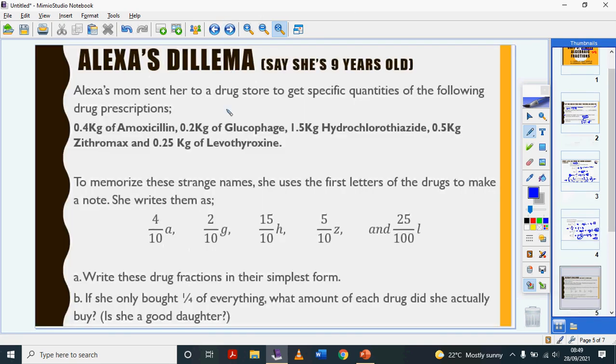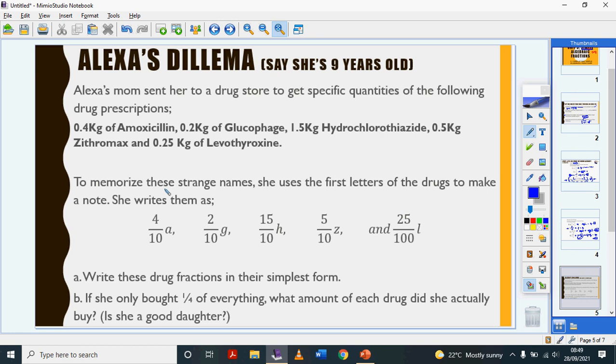Alright, so let's first look at Alexa's dilemma. I hope you guys all know Alexa. If anyone does not know Alexa, she's going to send you an email introducing herself and telling you all the things she likes, so you know what to get her for her birthday.